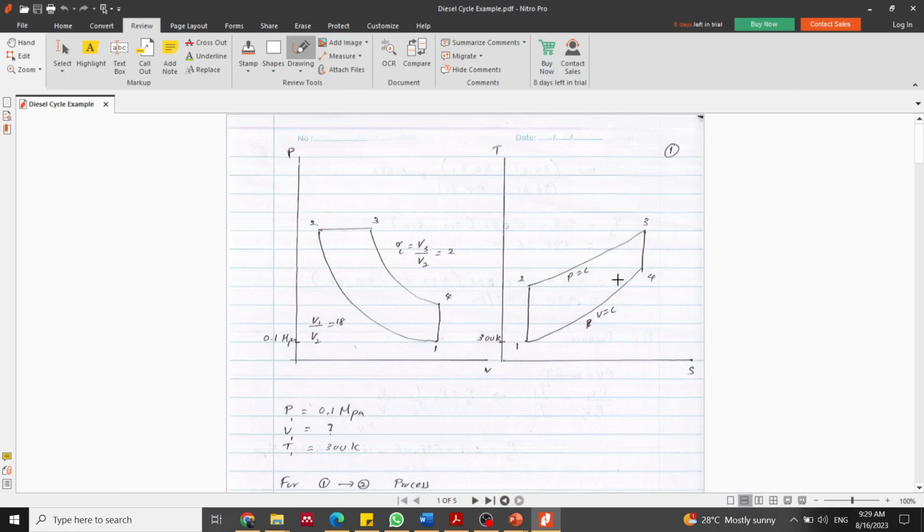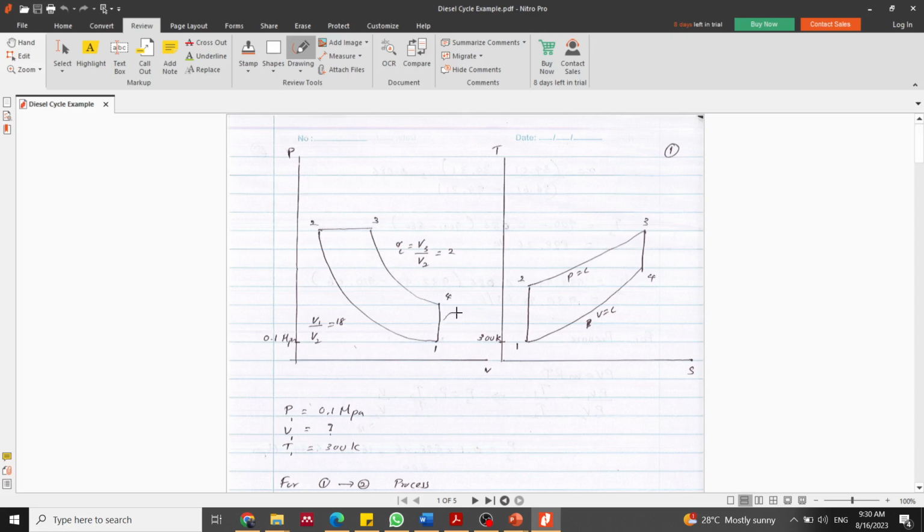Right, let's draw the diagram. So we have the PV diagram and the TS diagram. Now if we mark the 4 processes, we start from 1. We have isentropic compression process, 1 to 2, where the air is compressed in the compression stroke. Then 2 to 3 we have constant pressure heat addition, where the fuel is injected and burned. Then 3 to 4 isentropic expansion process. Then 4 to 1 constant volume heat rejection process.